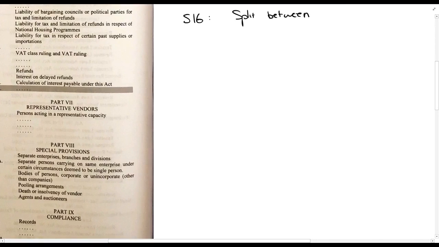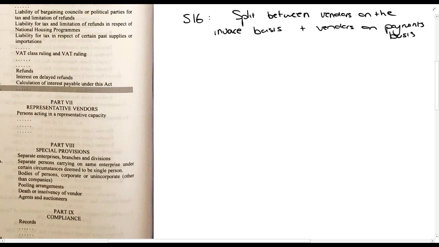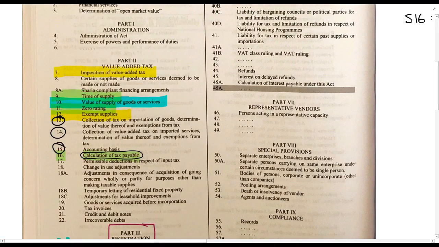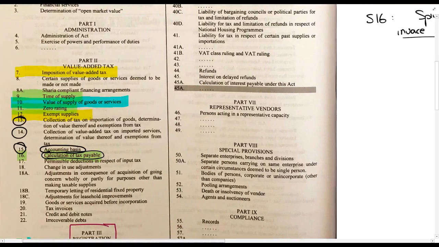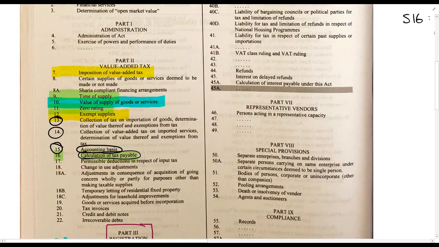It's split between, or there's a distinction made, it's not entirely split, but there's a distinction made between vendors on the invoice basis plus vendors on the payments basis. Now obviously you've studied what these things are, but what it means is, section 15 tells us that everybody is treated as if they are a vendor registered on the invoice basis. But it then gives you exceptions where you can also be registered on the payments basis. So section 15 is what tells us that.